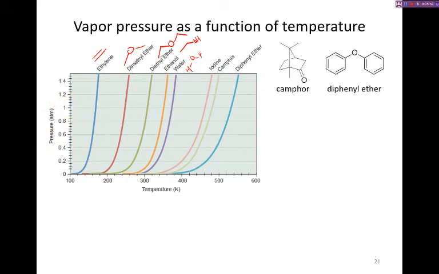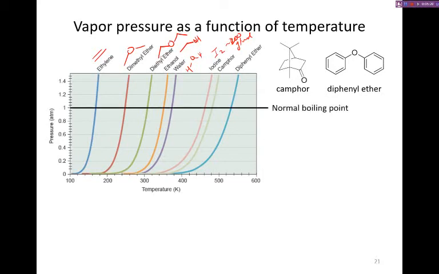Okay, here's the structure of camphor and diphenyl ether, and you can imagine that these, being quite large, have very high London dispersion forces, and therefore that's why it takes such a high temperature to get them to have a high vapor pressure. Iodine is very large as well. I2 weighs somewhere in the 200-ish range of grams per mole, and so it's going to have a very difficult time vaporizing.